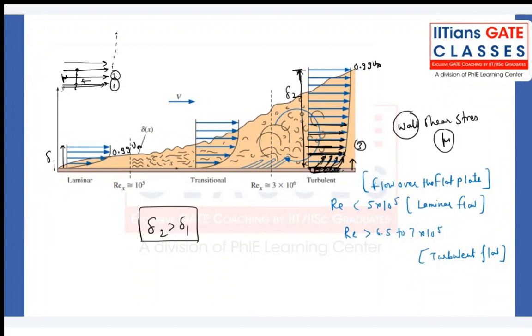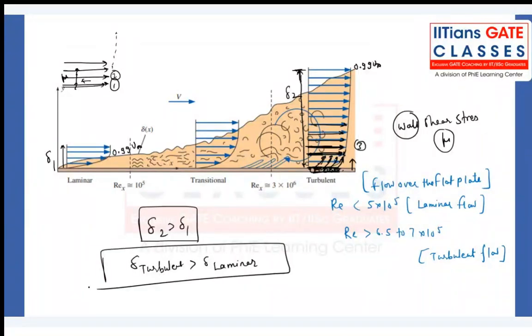All of you are understanding what I'm saying? In laminar flow there is only one way of stopping the molecules, that is viscosity, but here we have two ways of stopping the molecules, that is eddy viscosity as well as fluid viscosity. Getting my point, all of you? So if somebody asks you why delta of turbulent is much more than laminar, then you have to explain. That is the one question.